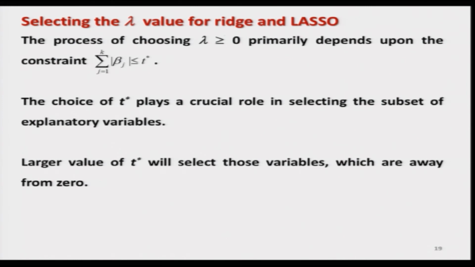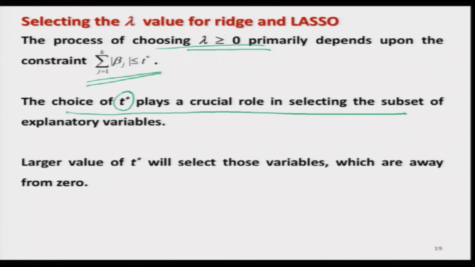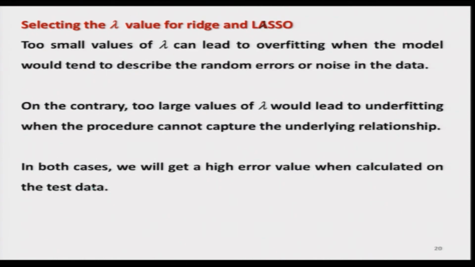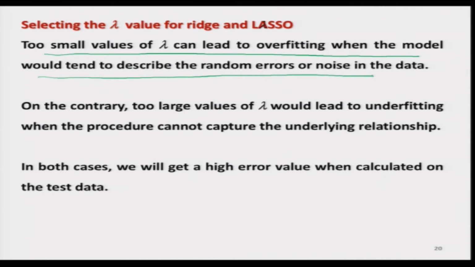The question is, how would you choose the value of lambda? This value of lambda primarily depends on the choice of this t star. I already explained the consequences of choosing the value of t star. If the value of t star is very small or very large, what happens? This choice of t star plays a very crucial role in selecting the subset of explanatory variables. A larger value of t star will select those variables which are away from 0, and too small a value of lambda can lead to overfitting, when the model tends to describe the random errors or noise in the data.